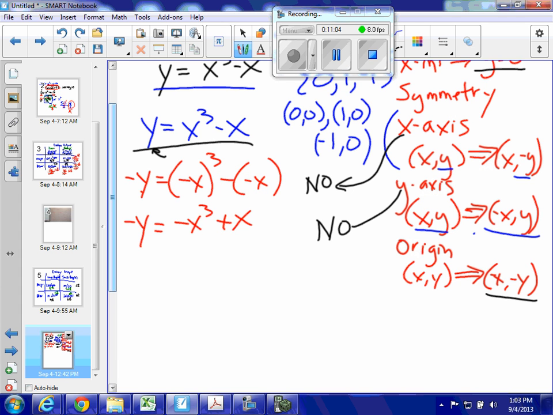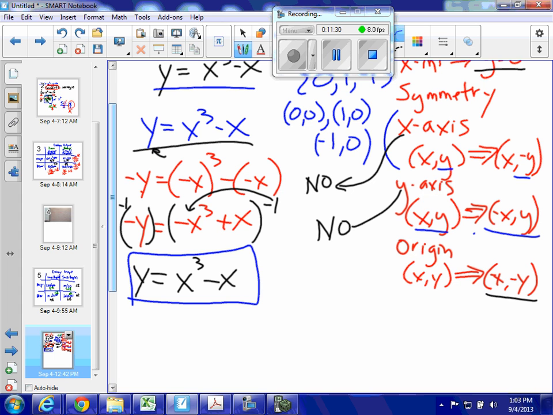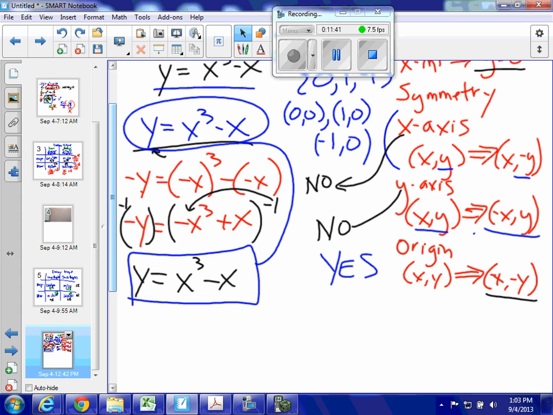And I want to compare it with this guy right here, so it's easiest just to make my y's positive. So in order to make my y positive here, I'm going to multiply this by negative 1. Now if I multiply that by negative 1, I have to multiply the other side by negative 1. So this is going to be y equals, well, negative 1 times negative x cubed would be positive x cubed. And negative 1 times x would be minus x. And look at my y equals right here. And it looks exactly like my original. So yes, I do have symmetry over the origin.